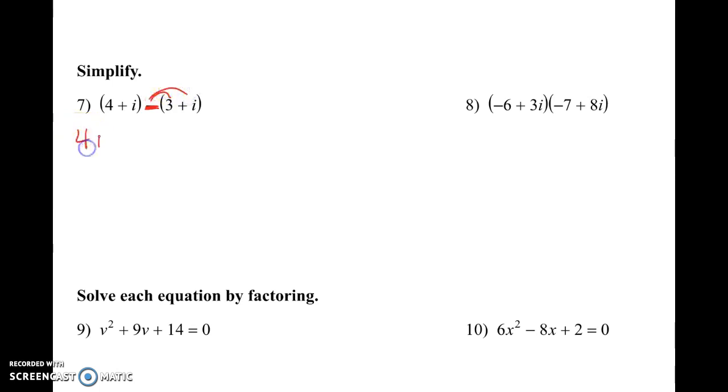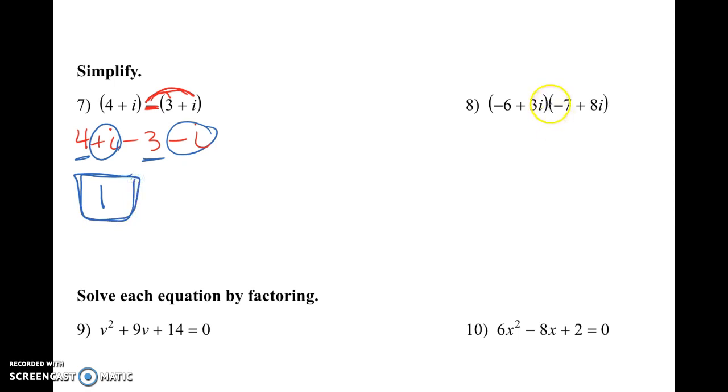I did nothing with my front parentheses. I have a -3 minus i because I distributed it to both of these. If I combine like terms, I have 4 minus 3 is 1, and a positive i and a negative i, they actually cancel each other out, right? So my answer to this one is 1.